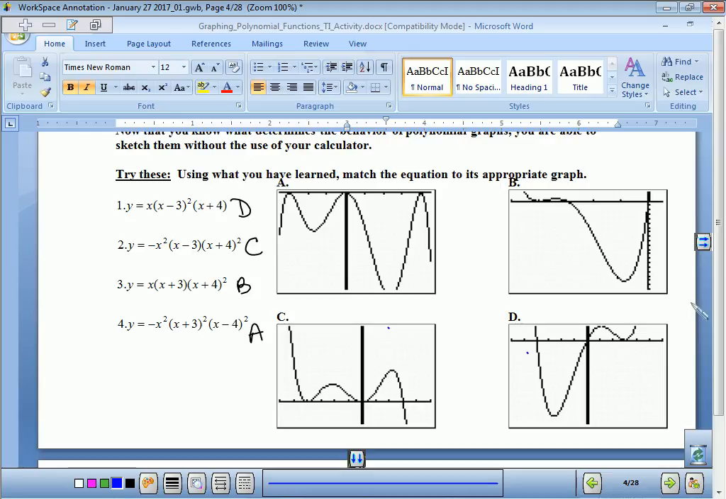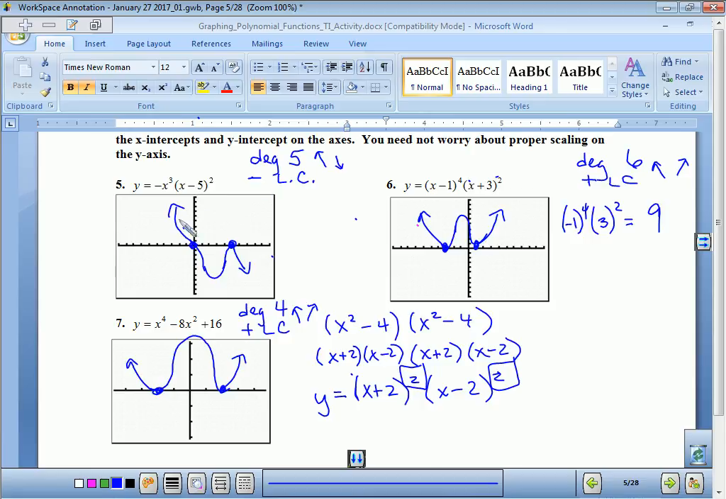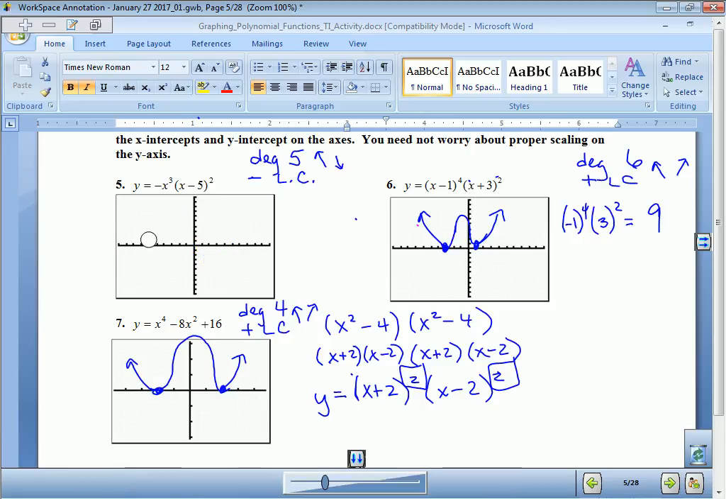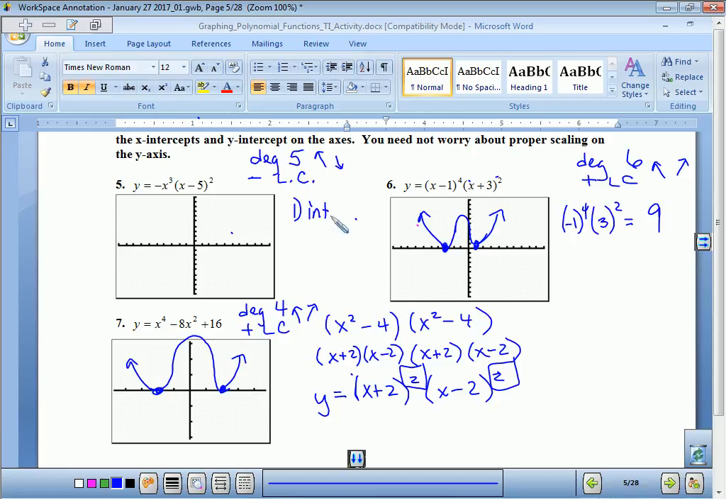All right, let's look at the next section. All right, I'm going to graph the first one with you. This one, how do we graph? Step 1, plot the intercepts, the x-intercepts. Okay? So my x-intercepts are 0 and positive 1, 2, 3, 4, 5. Very good. Because that's what makes each of those factors equal to 0.